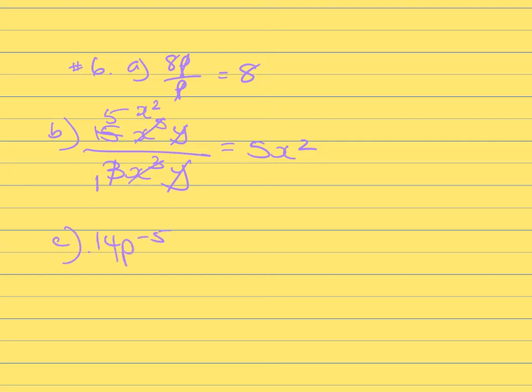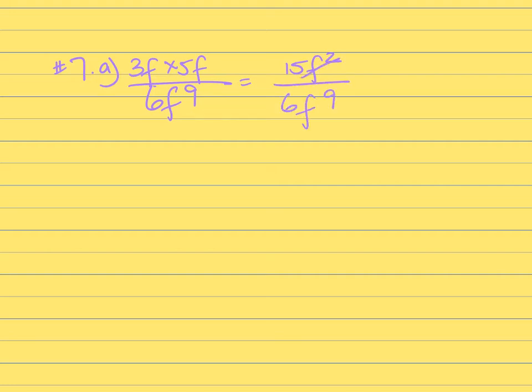14p to the minus 5 over 7p to the 8. First thing we do is make everybody happy. So we get 14 over 7p to the 8, p to the power of 5. Now we combine the families. So we'll get 2 over p to the power of 13. 8 plus 5.